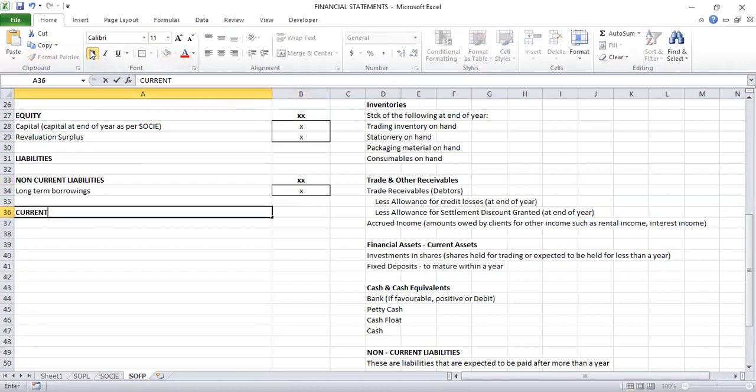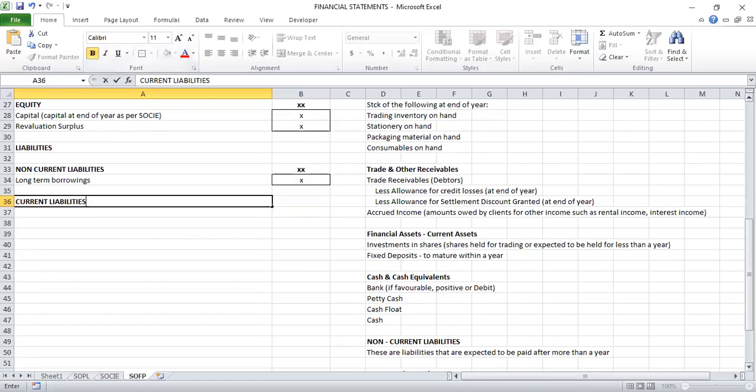Then we have current liabilities. Current liabilities are those debts that we expect to settle within a year.